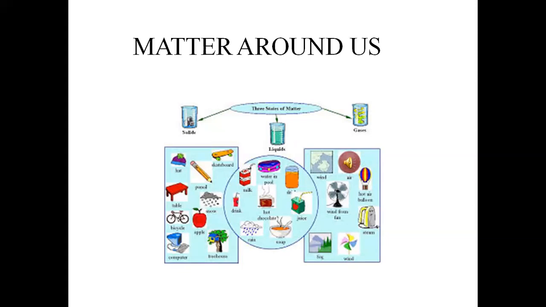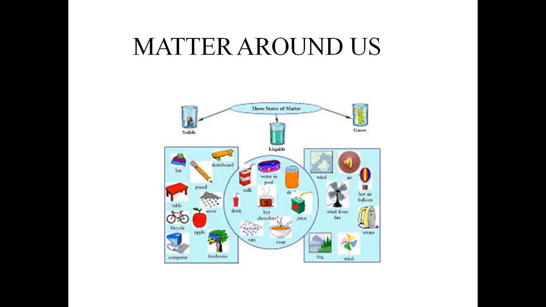What are the liquid things here? Soups, coffee, juice, etc. Next, gaseous things are air, wind, etc. Here, some things occupy space, some things do not occupy space, and some things have mass, but some things do not have mass. An object that occupies space and has mass is called matter.